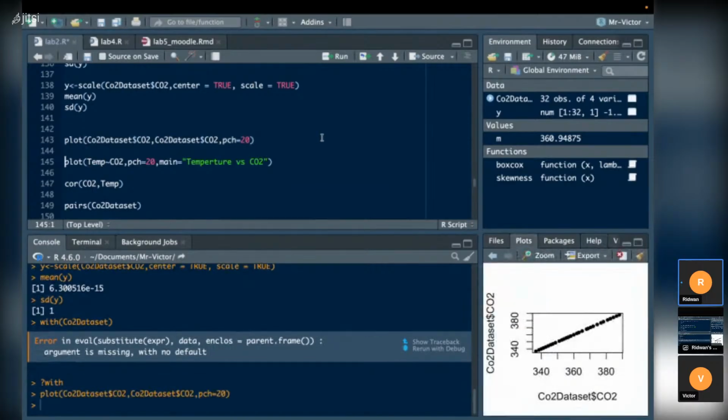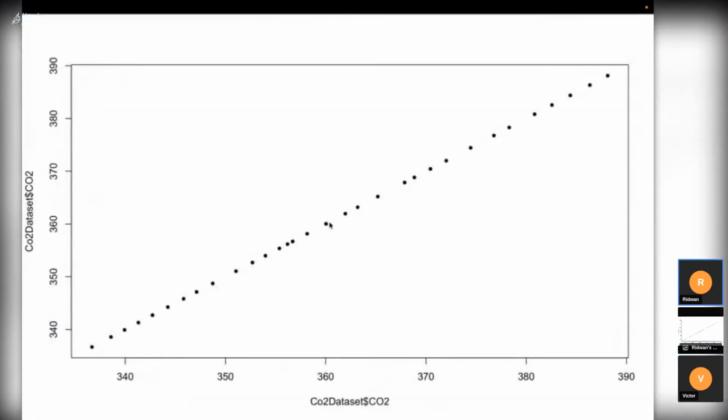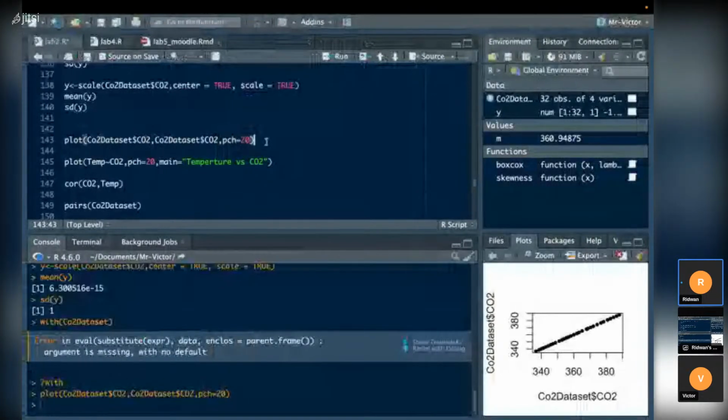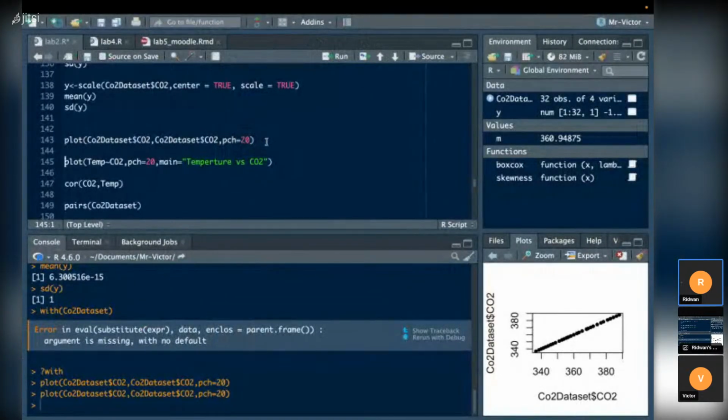So when you run this, you get a scatter plot. The relationship between what? CO2. Are you using a different data set? No, it's still the same CO2 data set. I gave the first column here, and I gave the second variable, second column here, which is temperature.